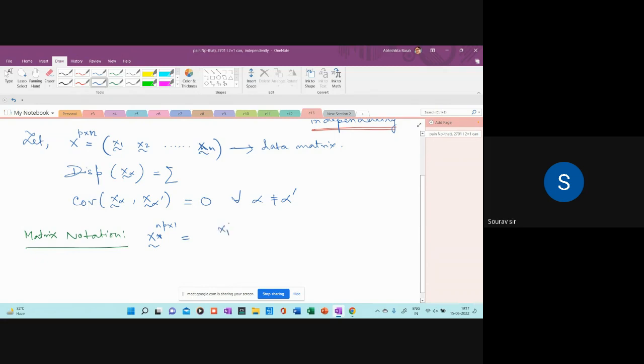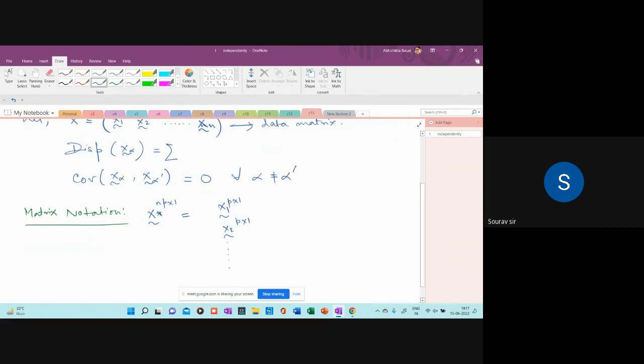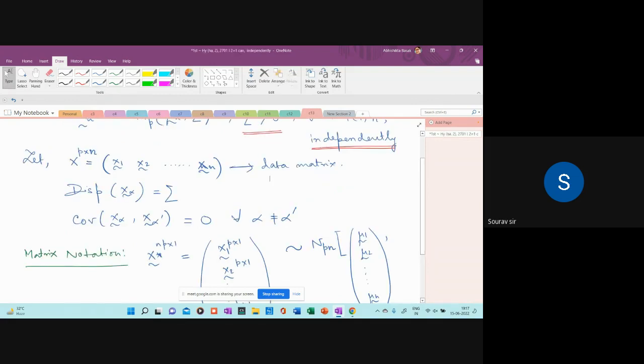Okay, so this is x1 curl, p cross 1. This is x2 curl, which is again p cross 1. In this way we proceed and get xn curl, which is p cross 1. So these are my x curl, which we say follow a p-variate normal with mean vectors mu1 curl, mu2 curl, and obviously mu n curl.